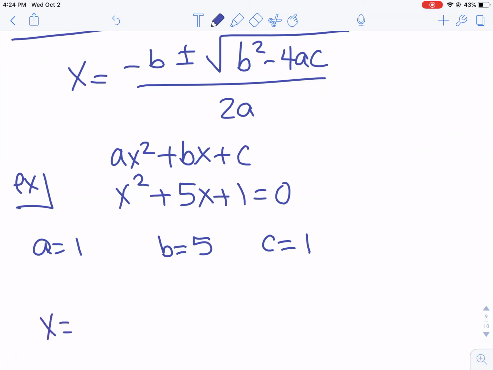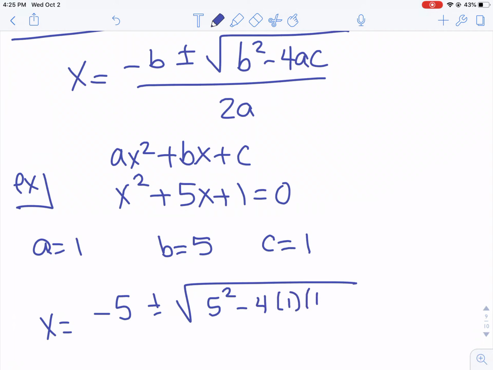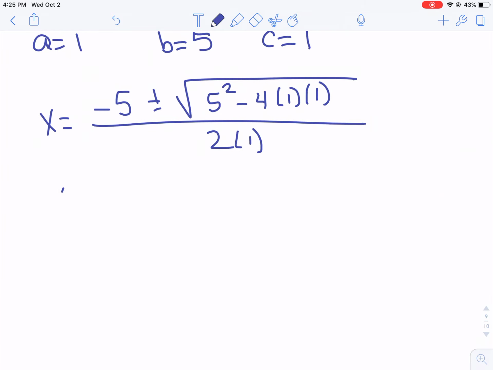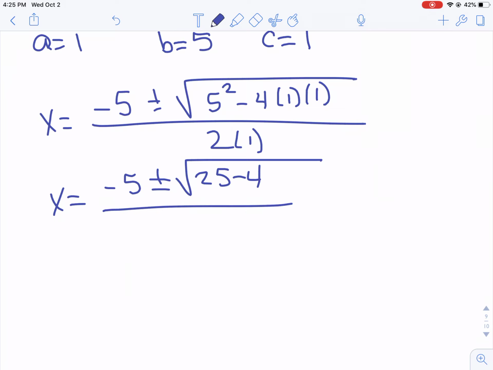So we're just going to plug them into our formula. I get x equals negative b, well b is 5, so negative 5, plus or minus the square root of b squared, well that's going to be 5 squared, minus 4 times a, which is 1, times c, which is 1, all over 2 times 1. So you get x equals negative 5 plus or minus the square root of 25 minus 4, all over 2. Well, 25 minus 4 is 21.